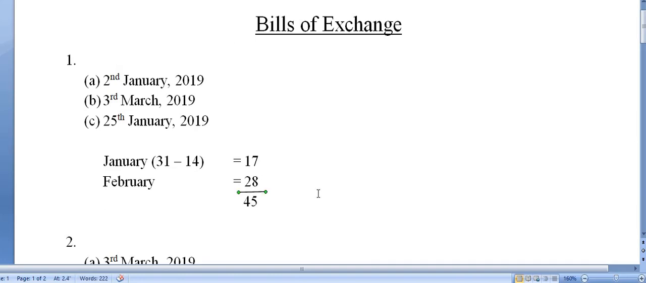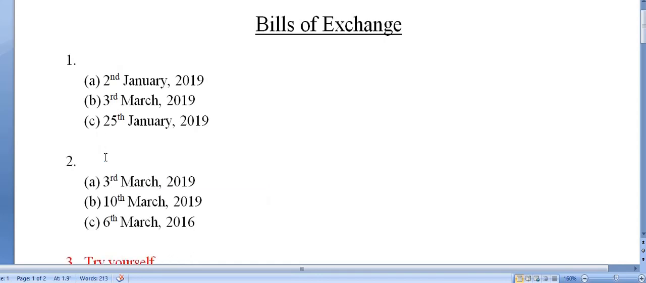So the bill was drawn for 45 days only. Now January has been completed, and February is entirely gone. The next month, March, will start, so you have to include 3 days from March: 1st March, 2nd March, and 3rd March. So 3rd March is your maturity date. This is how you will calculate maturity date in case of days.